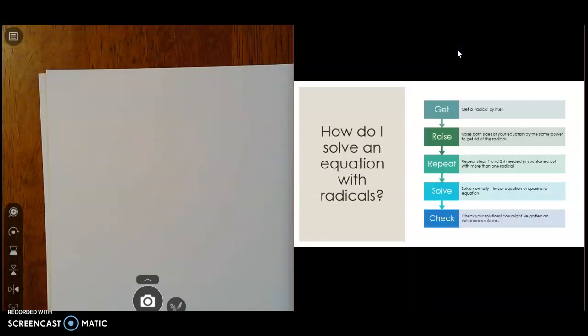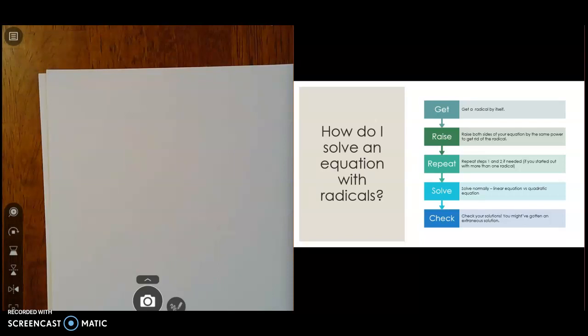Okay, so how do you solve an equation with radicals? First thing you're going to do is get a radical by itself. So you're going to get the square root by itself or the cube root by itself. Get whatever else is on the same side onto the other side. Then you'll raise both sides of your equation to the same power to get rid of that radical. So if you've got a square root, you're going to square both sides. If you've got a cube root, you're going to cube both sides.